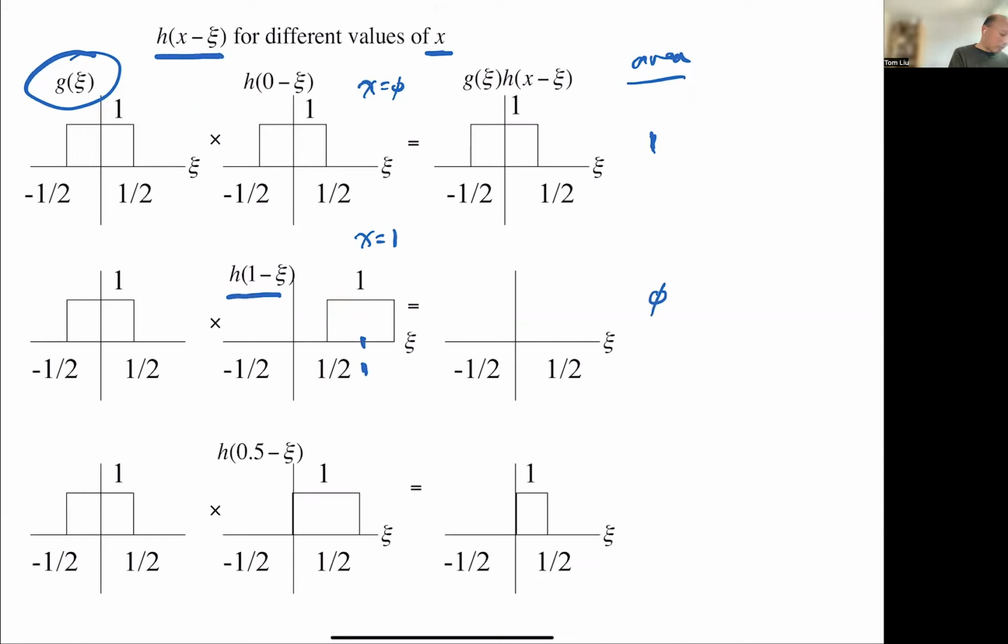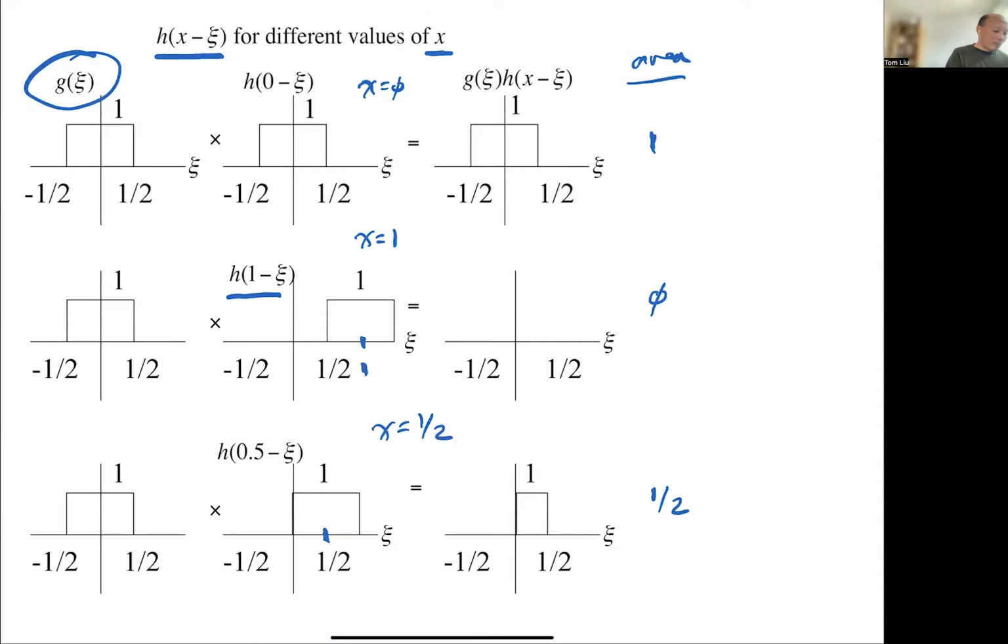Next thing I'm going to look at is when x equals 1/2. That means I just take the rect function and shift it so it's centered around 1/2. And now if I look at these two things, they only overlap between 0 and 1/2. So this is the overlap, right? And the area of that overlap is just 1/2.